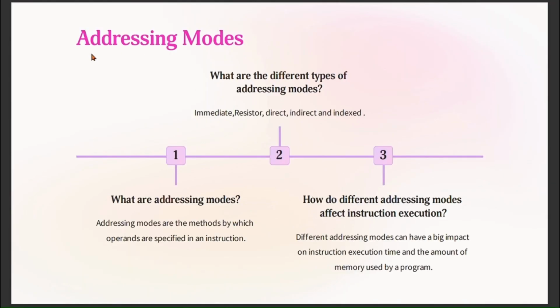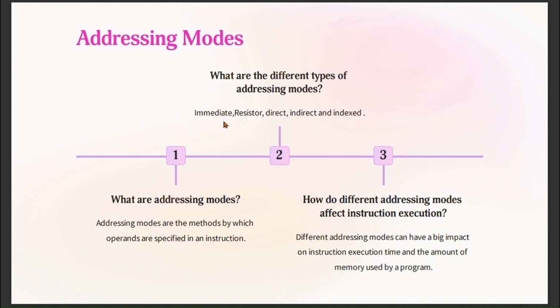Now we'll take some information about addressing modes. What are the addressing modes? Addressing modes are the methods by which operands are specified in an instruction. When a computer program executes an instruction that operates on data in memory, the processor needs to know the address of the data. The address mode specifies how the processor calculates this address.